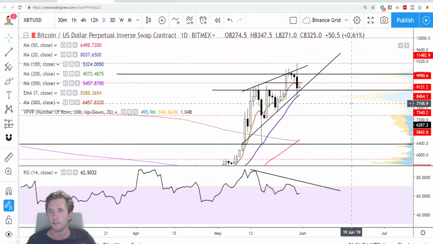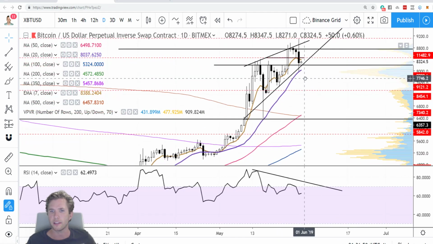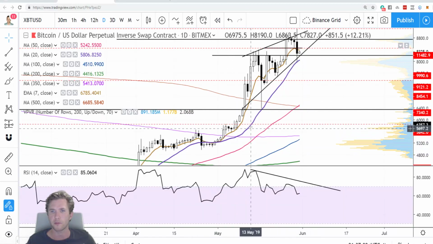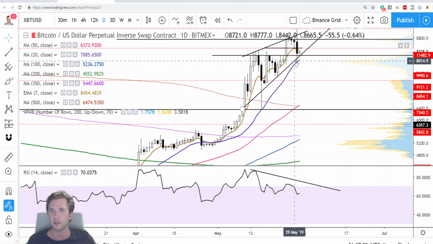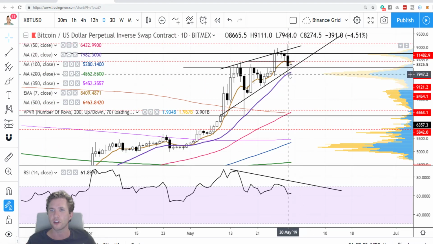You can see we've got a very high volume profile node here, right where we bounced. And again, this 20 MA, this is what I was talking about before. This 20 MA supported us on this bounce, and it supported us on this bounce. And we've also got this high volume node at 8,000. So 8,000 is looking like a clean support.